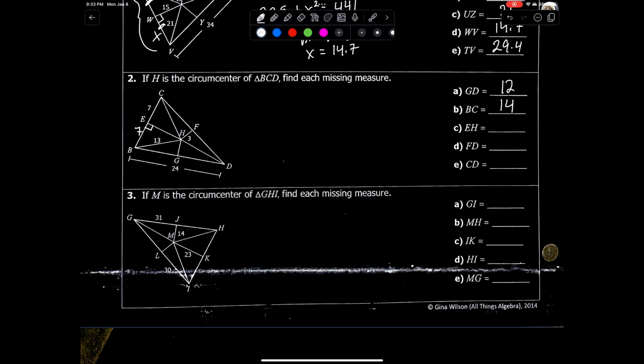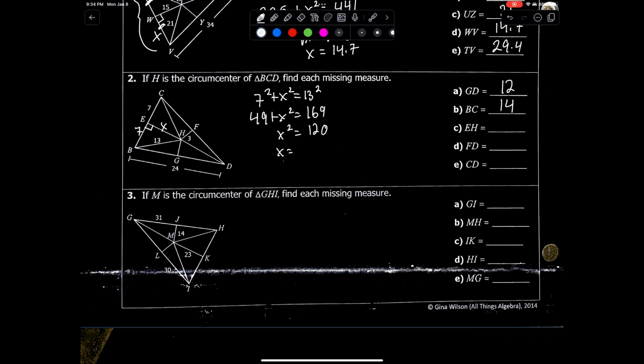Now, we want the length of this. Call it X. You have a right triangle. You can use Pythagorean theorem. So 7 squared plus X squared equals 13 squared. That's 49 plus X squared equals 169. That means X squared is, what would that be, 120? X is the square root of 120.